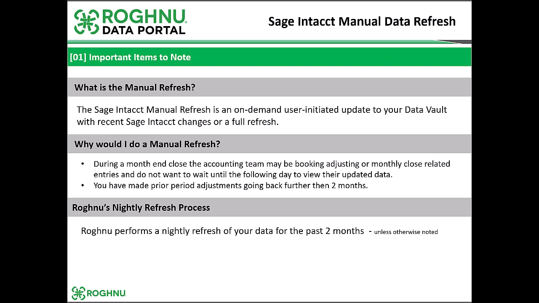But it's important to note that for some data points we're only refreshing the current month plus the previous 2 months. Because of the data size, it would take a long time to do more, so just keep that in mind. The reasons why you would need to do a manual data refresh is if you've made adjustments that go further back than those 2 months, or maybe you're doing month-end closing with your accounting team and you've made some adjustments. You don't want to wait till the refresh at the end of the night. You want to see that information reflected in your reports now.